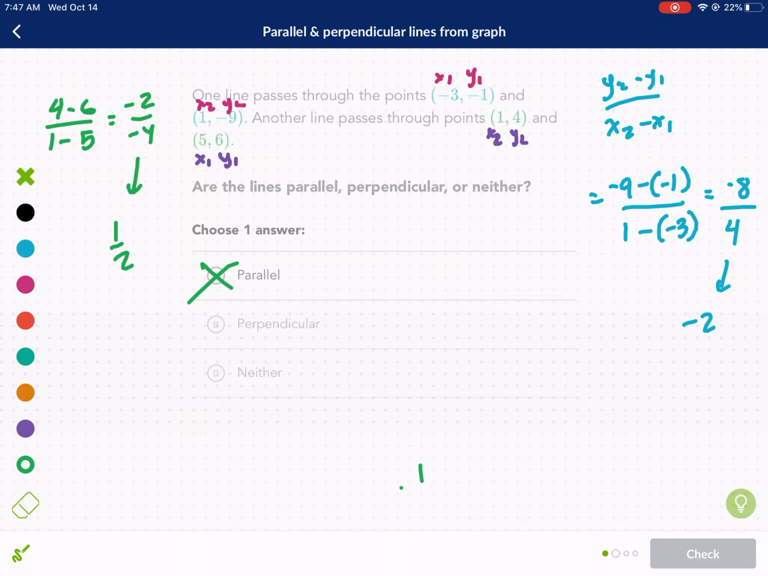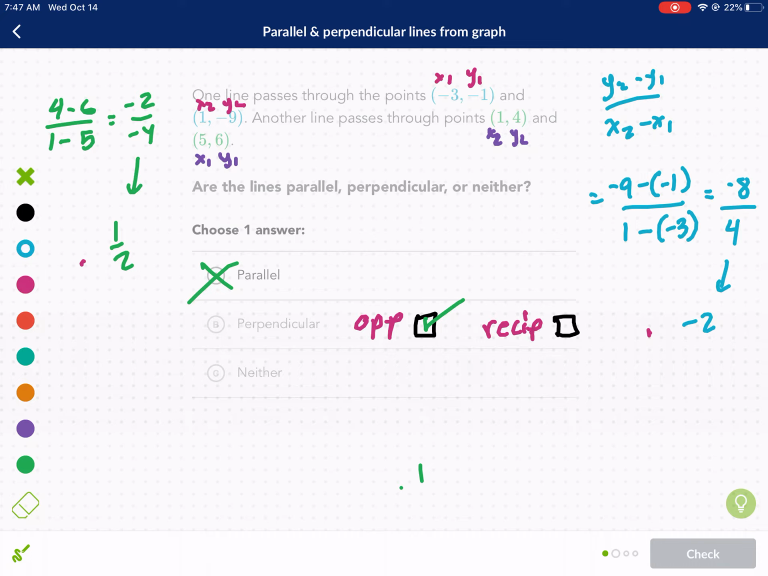Now we need to see if they're perpendicular. Are they opposite reciprocals? The first condition: opposite. Are they opposite of each other? The answer is yes, they are. They're opposite of each other because one is negative, the one on the right, and this one is positive on the left. What about reciprocal? Here's my box. Are they reciprocals?